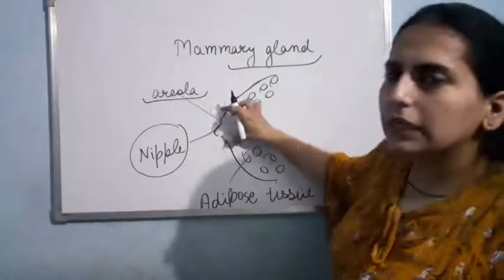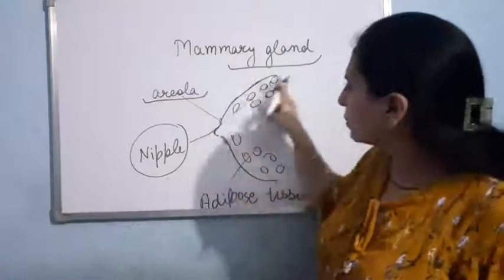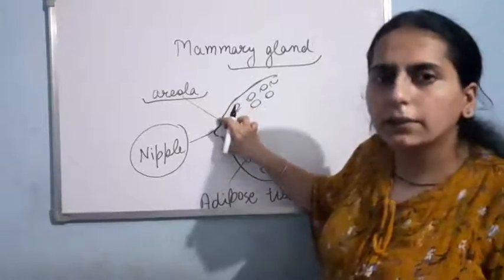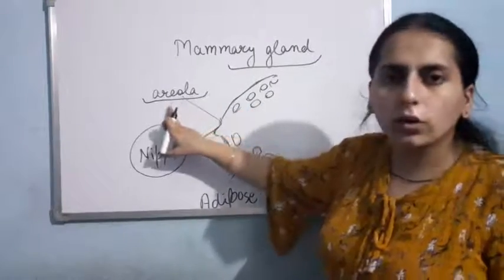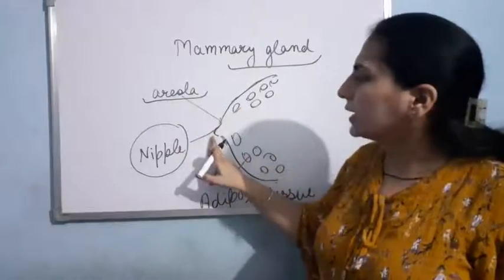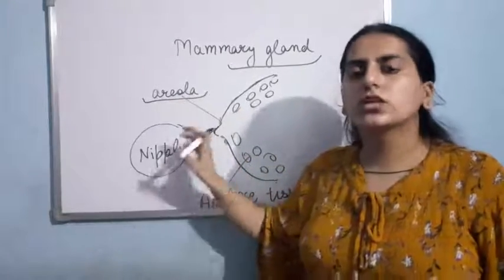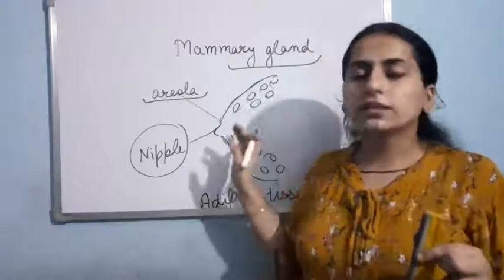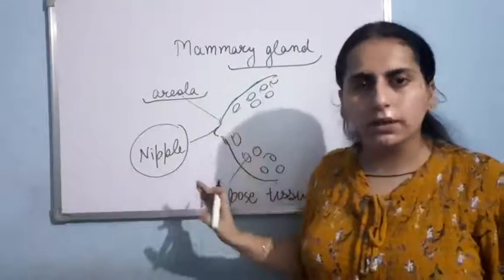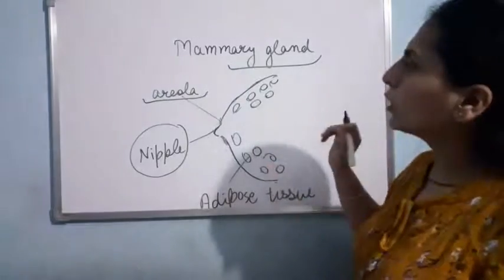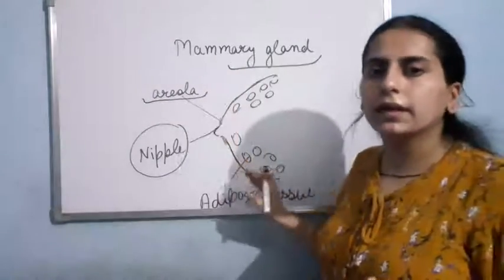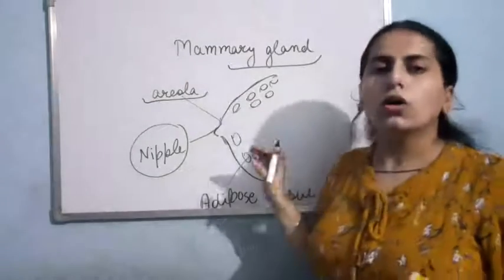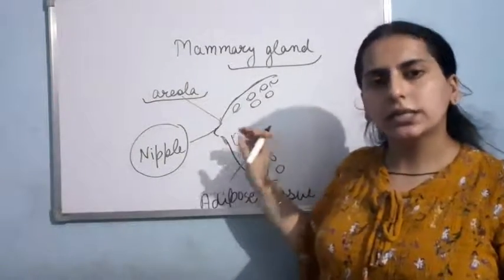At the tip there is a darker portion, otherwise the normal skin color is there, but this area is a little bit darker and is known as the areola, which is touch sensitive. And at the tip there is the nipple, which is used by the infant to suck the milk from the body of the mother. Clear? Now, the structure of the mammary gland: there is fatty tissue, or I can say the adipose tissue.